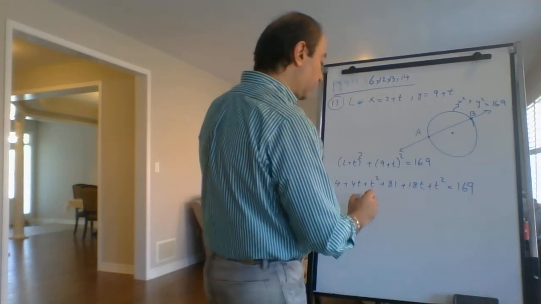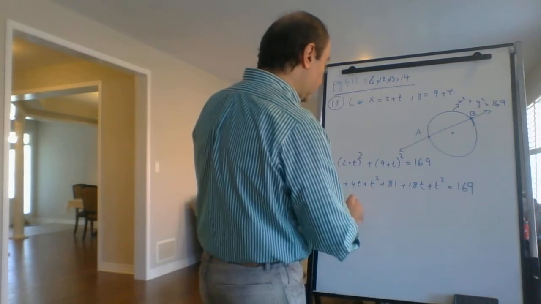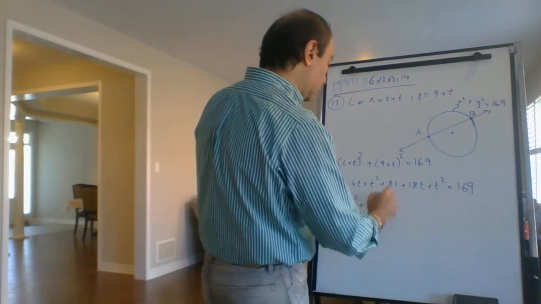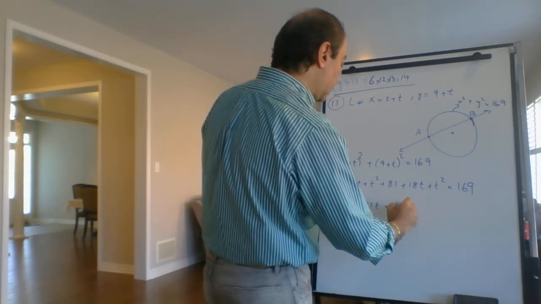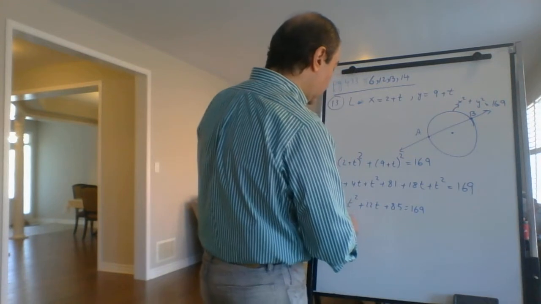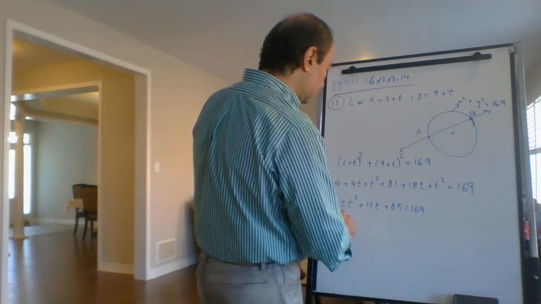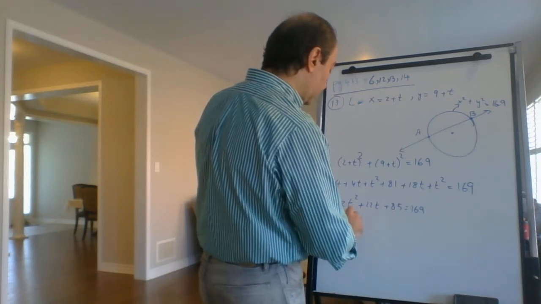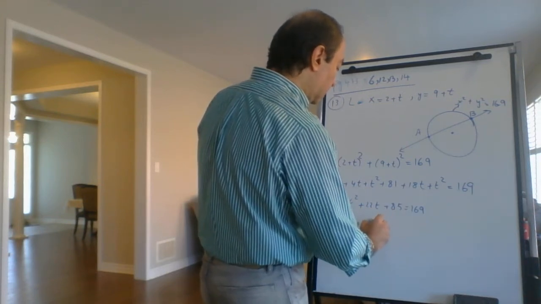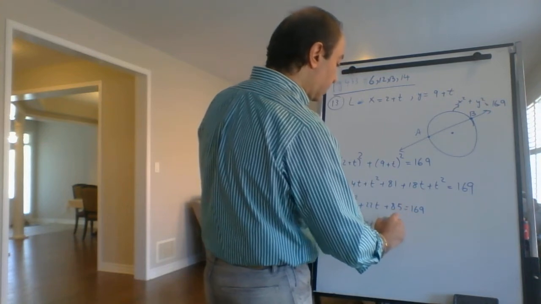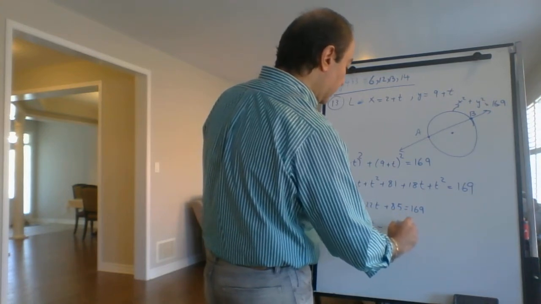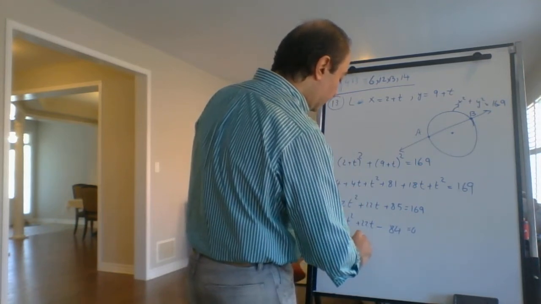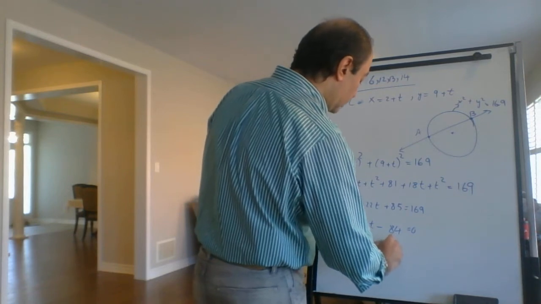I will combine like terms. So 2t² + 22t + 85 = 169. So I will move this to 2t² + 22t - 84 = 0, divide by 2, so t² + 11t - 42 = 0.